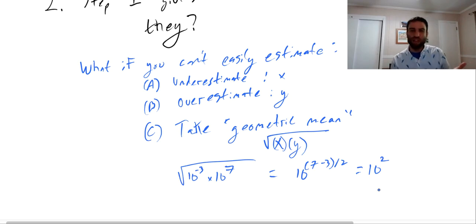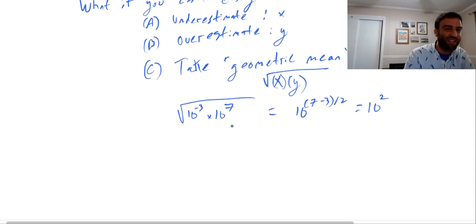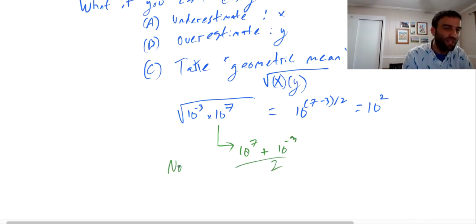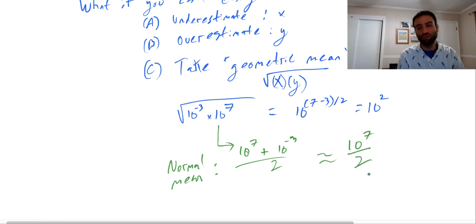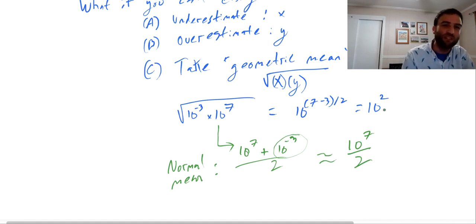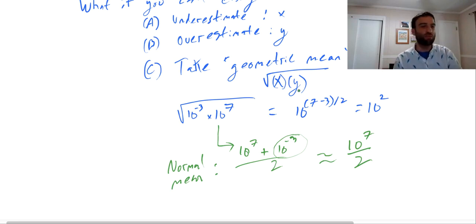And you do this instead of normal averaging, because normal averaging weights things too much towards your biggest guess. As a subnote, notice that if you did 10 to the 7 plus 10 to the minus 3, divided by 2, this would be the normal average. And 10 to the 7, that's a huge number. 10 to the minus 3, that's insignificant. This is basically the same as just writing down 10 to the 7 over 2. So it's completely ignoring some of the information you have about the problem. This could have been 10 to the minus 3, 10 to the minus a billion, 10 to the 1. This normal mean wouldn't be able to tell the difference. The geometric mean takes into account both your underestimate and your overestimate.